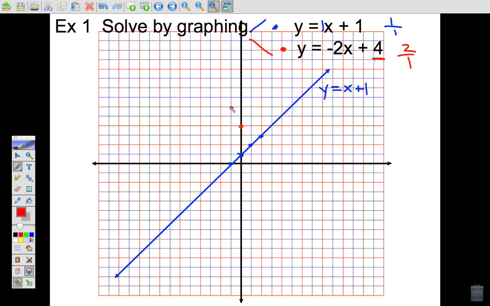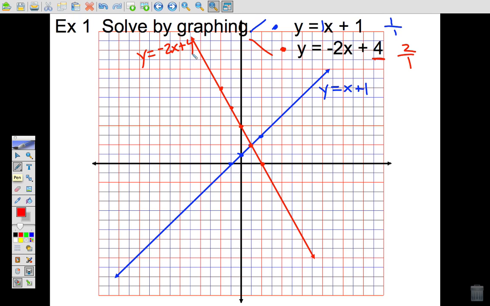Then I could go up 2, left 1. And I can get a number of points. Or I could go down 2, right 1. Down 2, right 1, and something like this. All right, now I'm going to draw my line. And I want to try to draw that right through those points now. The name of this line was y equals negative 2x plus 4.